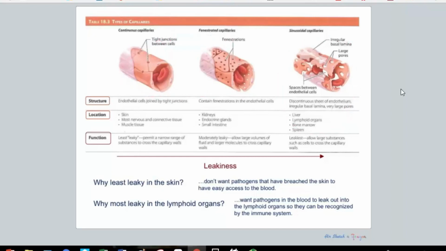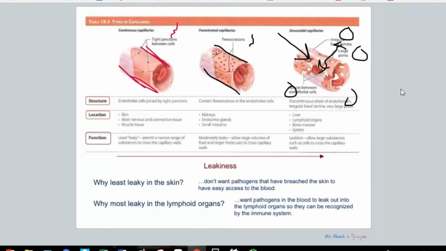We don't want pathogens that have breached the skin to be able to easily get in through the capillaries. Same thing with pathogens that have breached the small intestine. We don't want them to have easy access into the blood supply. But when blood is flowing through these lymphoid organs, remember what's going on here: you have white blood cells all outside here looking for pathogens, and so you want them to be able to move into and out of the capillaries.